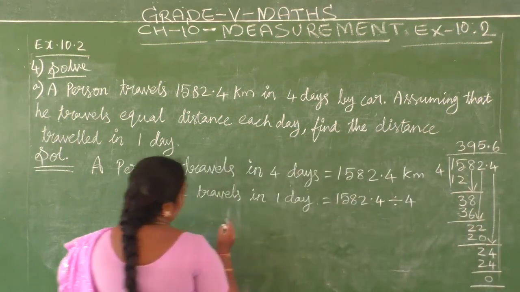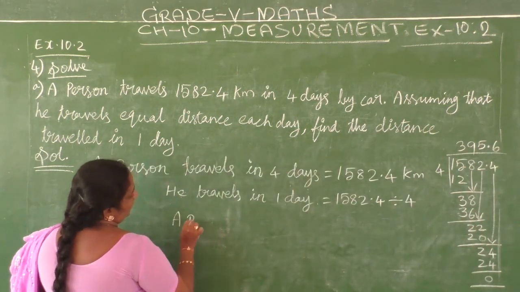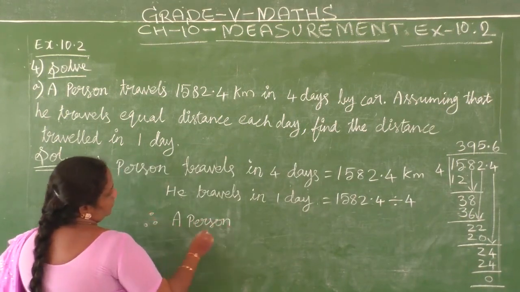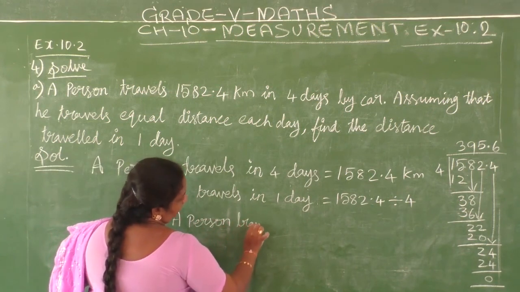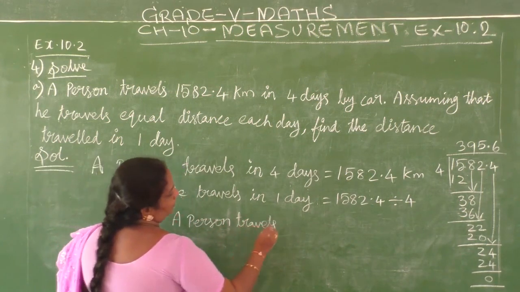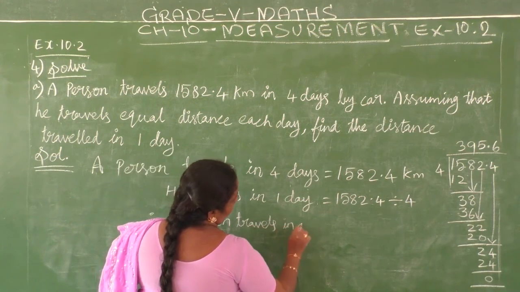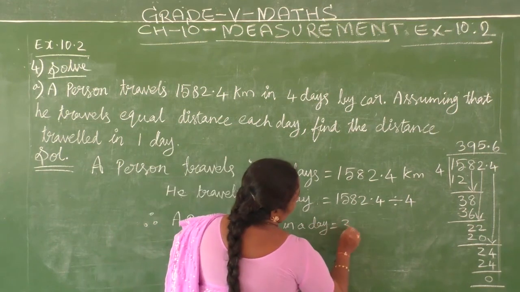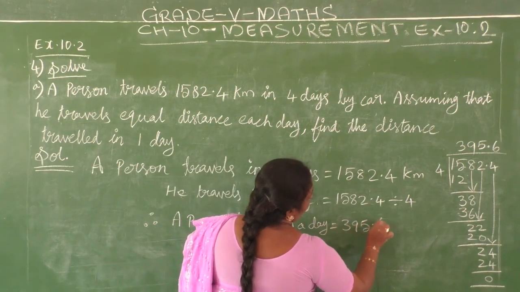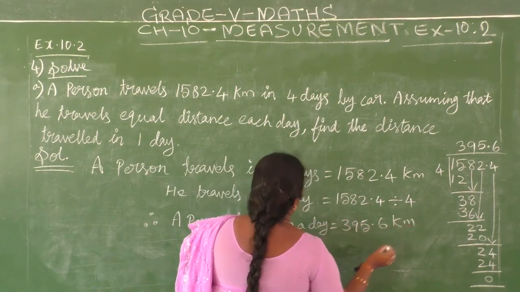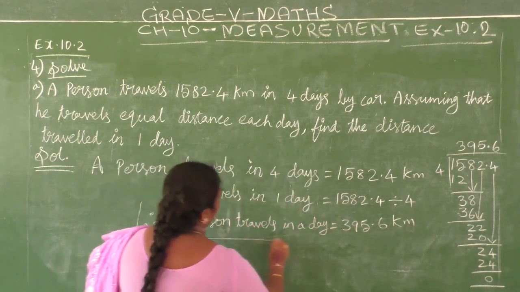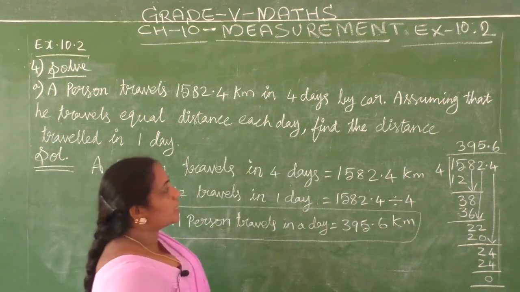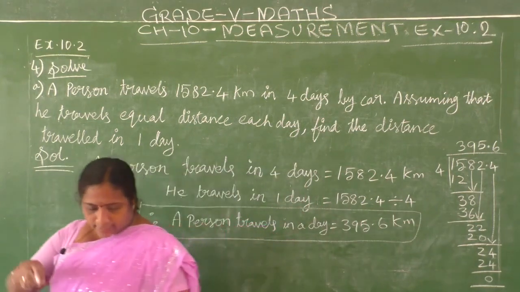A person travels in a day 395.6 kilometer. It's the answer. Okay. So copy this sum in your class doc note. Next one.